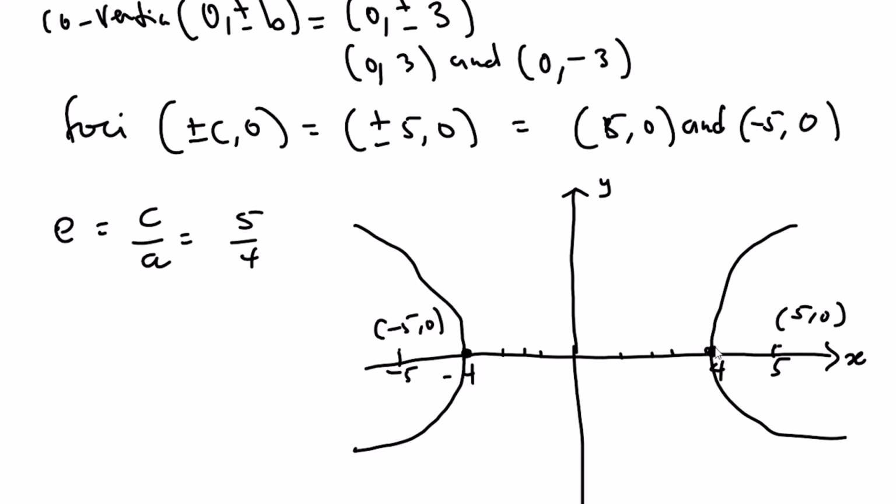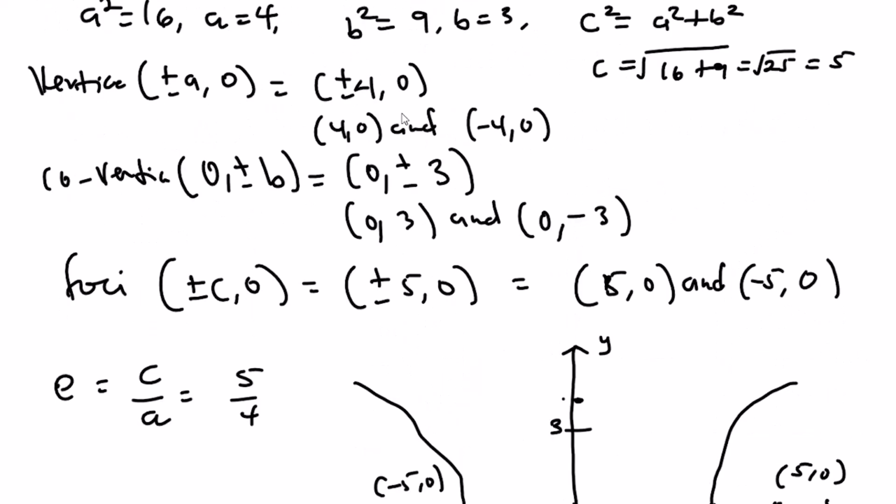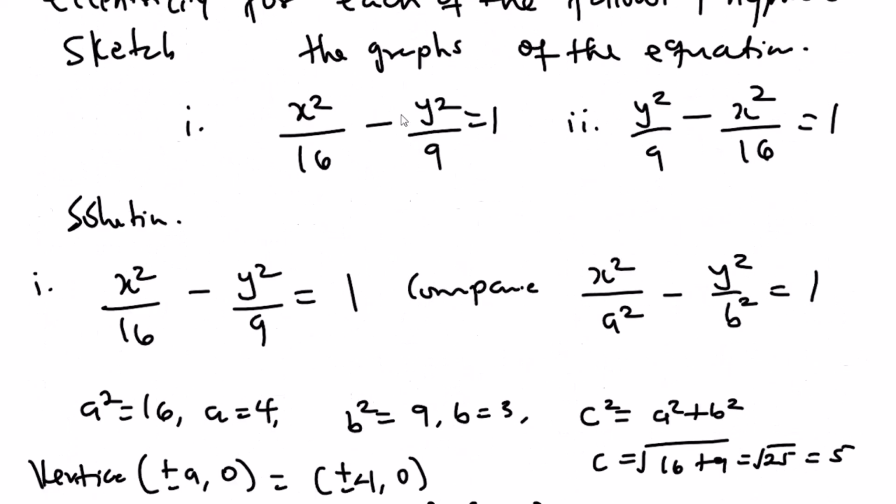Alright, so these are the vertices. The co-vertices we have are 3 and also negative 3. Alright, so that is how it is going to be. That's our graph for the equation given, the hyperbola given for part i.